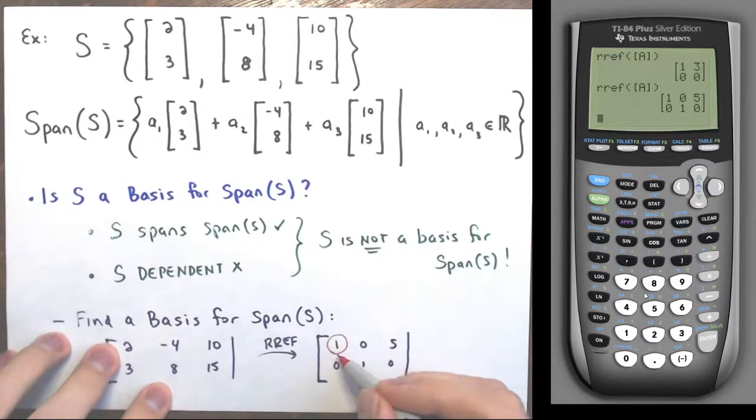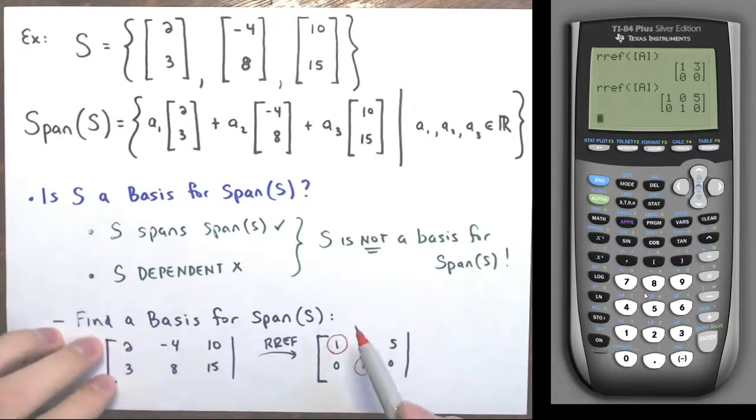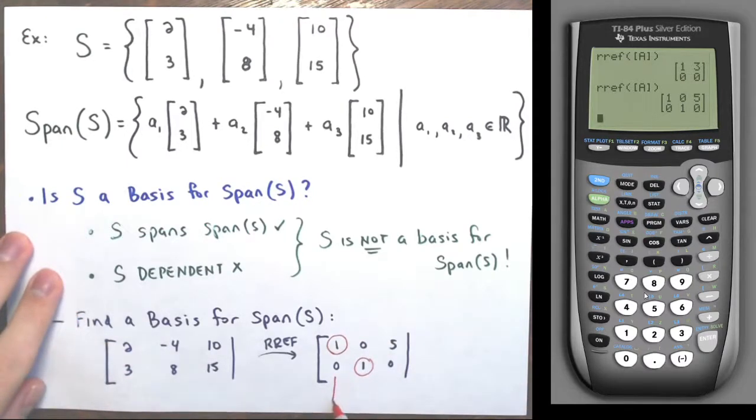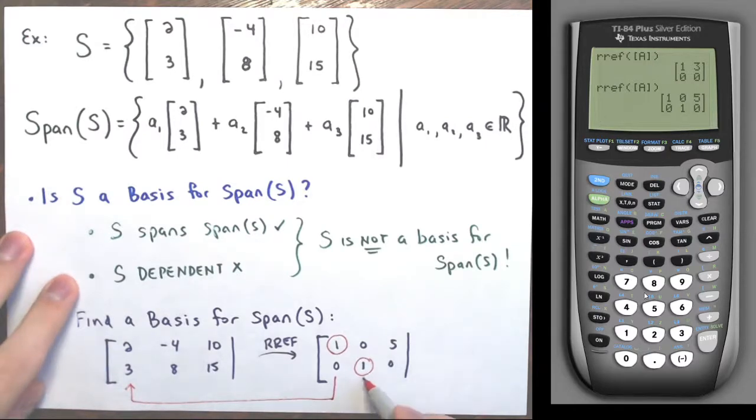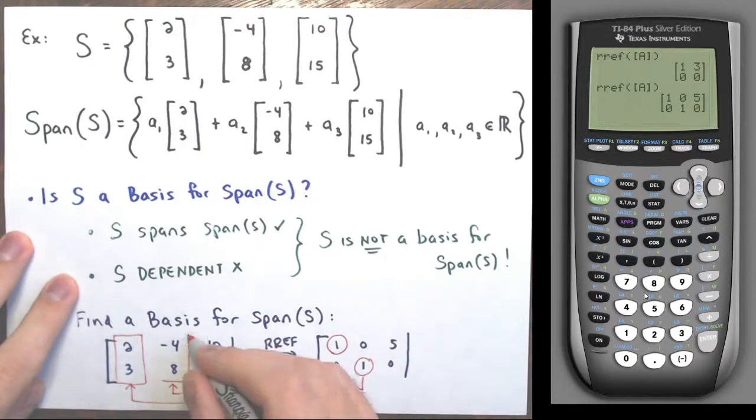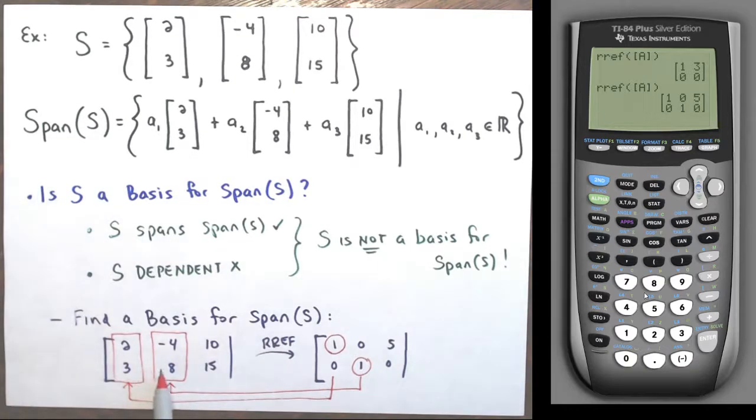the variable a1 would be basic, the variable a2 would be basic because those are pivot columns, and the variable a3 would be free. Each pivot column corresponds to a vector that will be in an independent set. The first pivot column corresponds to the vector 2, 3. The second pivot column corresponds to the vector -4, 8. And there you go. This set of vectors will be a basis for the span of S. And it's really that quick and simple.